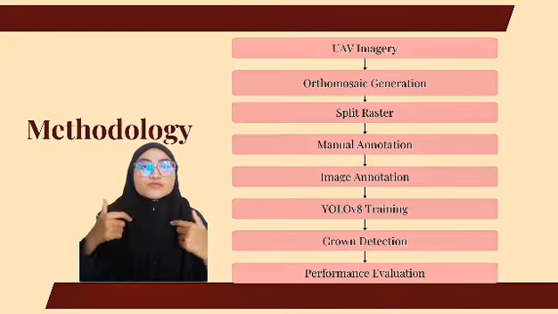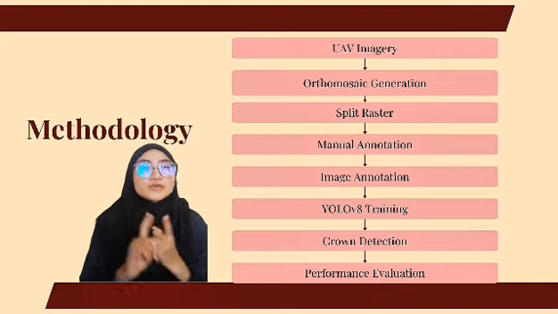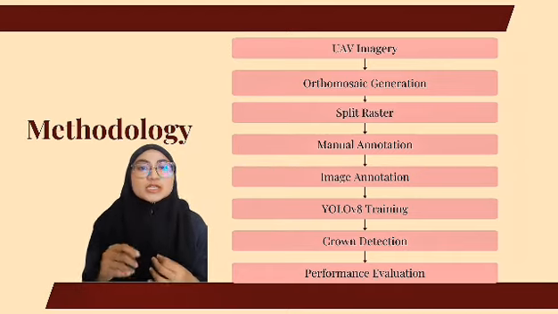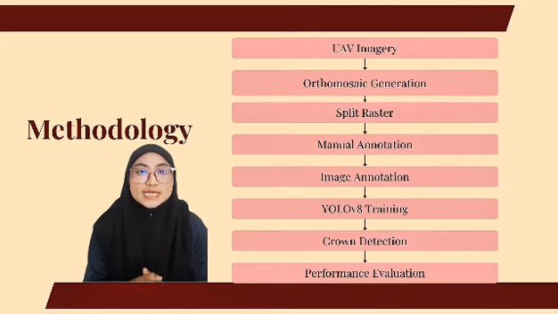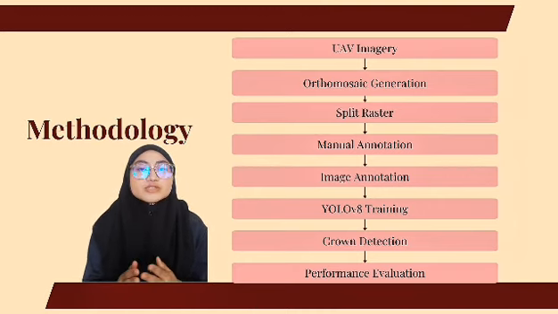As shown in this workflow, the study consists of several stages beginning with UAV imagery and ending with the model evaluation. The process starts with the generation of an orthomosaic image from the UAV data. The orthomosaic image is then divided into smaller image tiles using the Split Raster tool in ArcGIS. Next, the image tiles are manually annotated and used to train the YOLO version 8 model. Once the model is trained, oil palm crown detection is performed, followed by performance evaluation using standard object detection metrics.